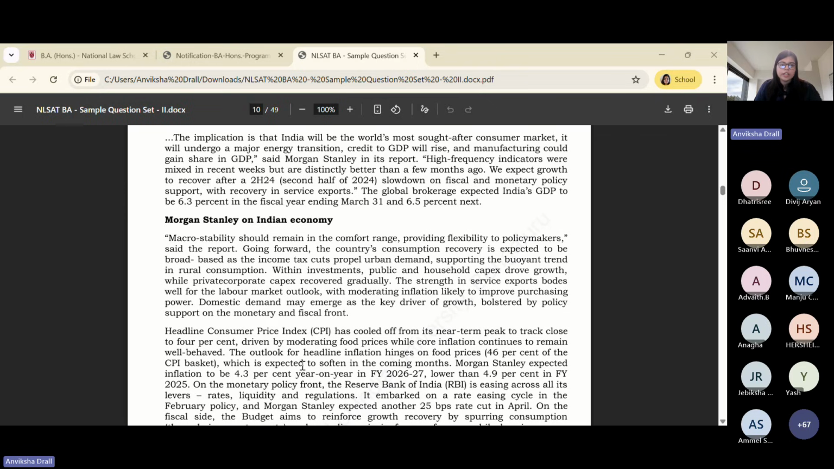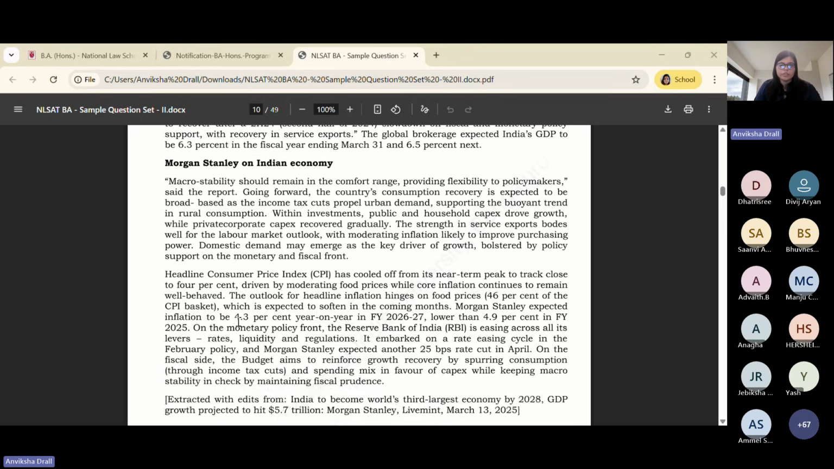High frequency indicators were mixed in recent weeks but are distinctly better than a few months ago. We expect growth to recover after 2H24, the second half of 2024 slowdown, on fiscal and monetary policy support with recovery in service exports. The global brokerage expected India's GDP growth to be 6.3% in the fiscal year ending March 31 and 6.5% next. Macro stability should remain in the comfort range, providing flexibility to policymakers, said the report.